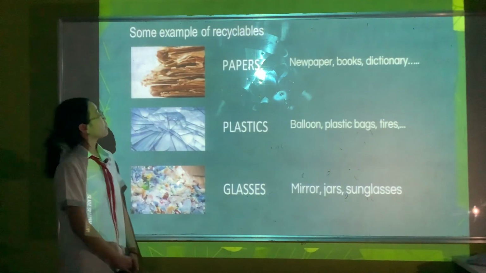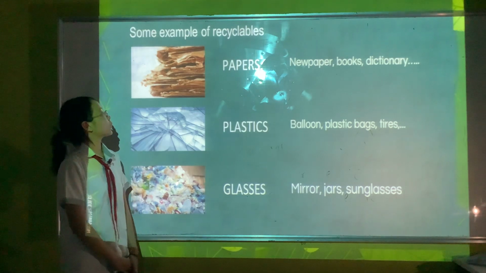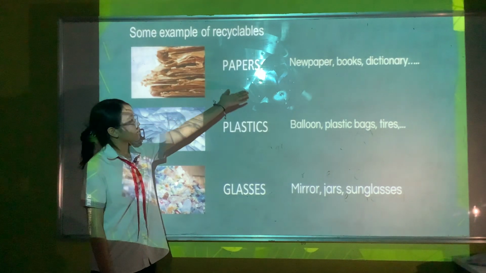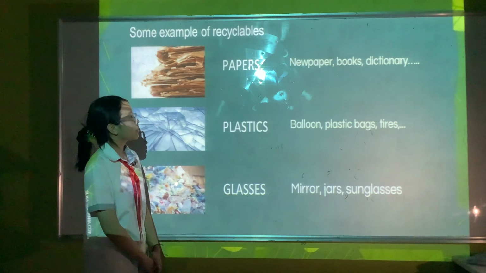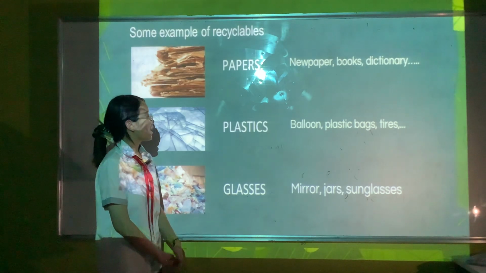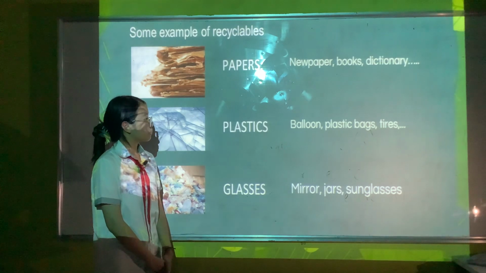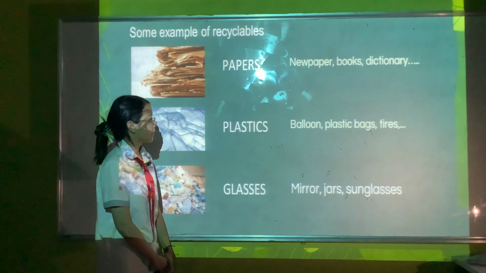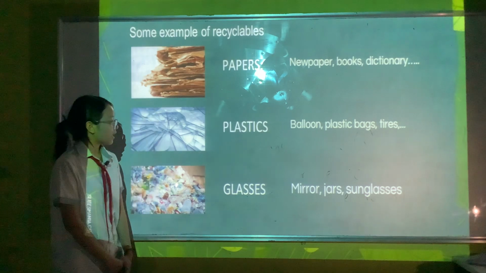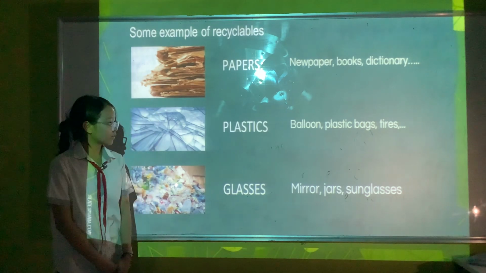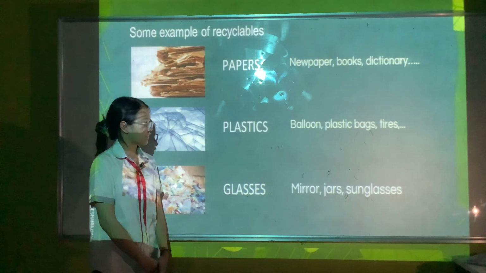Next, some examples of recyclables. First is paper. Some examples are newspaper, books, and dictionaries. Two is plastic. Examples are balloons, plastic bags, and ties. Three is glass. Examples are mirrors, jars, and sunglasses.